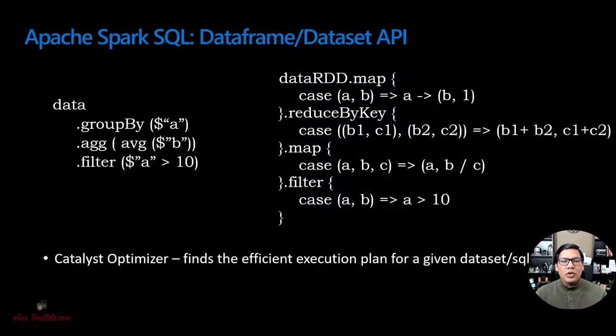Now, if we have to write the same query using the RDD API, the example is on the right side. We are using map to first do a mapping of the data, then we are doing reduceByKey to do the aggregation, then we map again, dividing the total value by the total count, and finally we are doing a filter. On the right side, there are multiple sets of APIs being called, and the order of these API calls matters when this RDD-based code gets executed. So as a developer, I have to make sure that the code that I am writing is optimized. Whereas in the case of the DataFrame API, Catalyst Optimizer finds the efficient execution plan for a given dataset or SQL query.